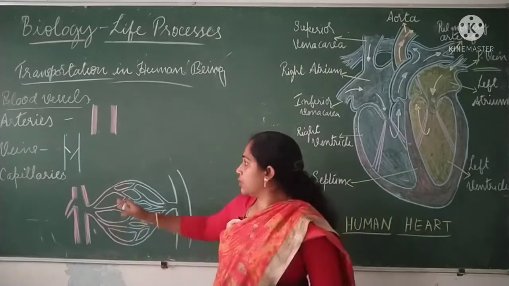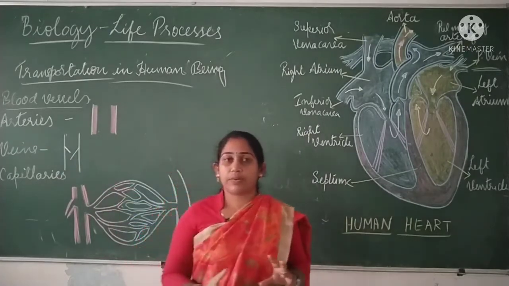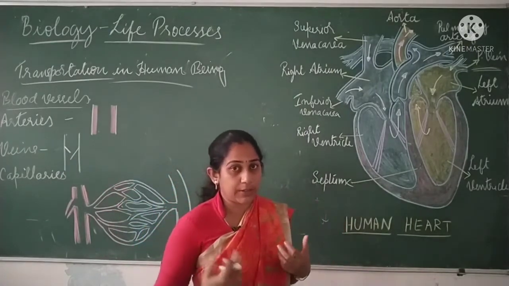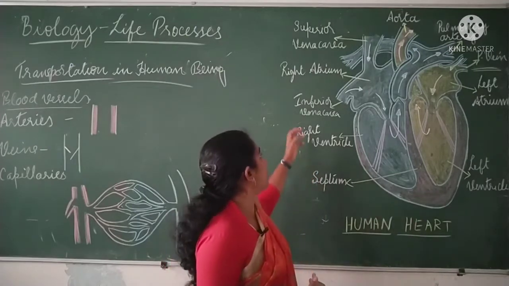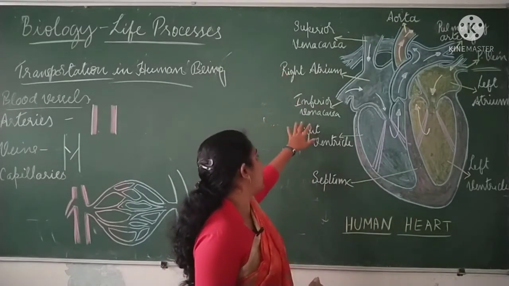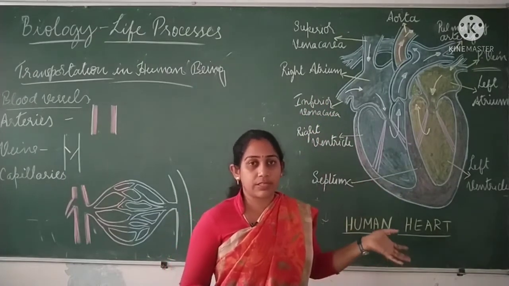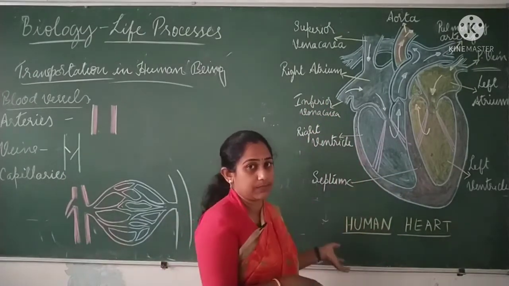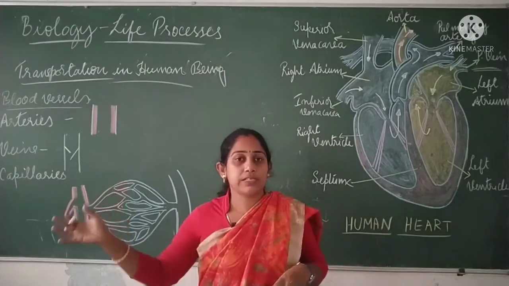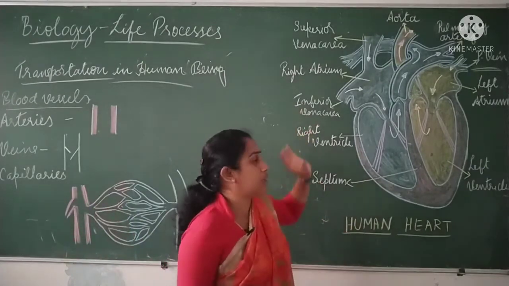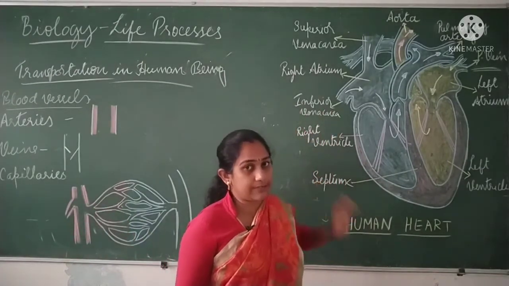And what are veins? Veins are the blood vessels which carry the impure blood or deoxygenated blood. So here we have the largest veins, superior and inferior vena cava, which carry the impure blood or deoxygenated blood from the body parts to the heart. So branches of the veins finally come and connect to the largest vein called vena cava, right?